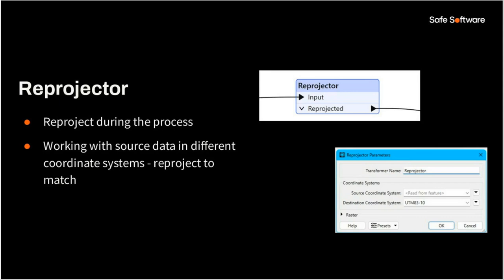So sometimes you want to reproject within the workspace. So this gives you that option. In FME, you can add multiple readers and process them together, but FME doesn't automatically reproject these two data sets to the same coordinate system.